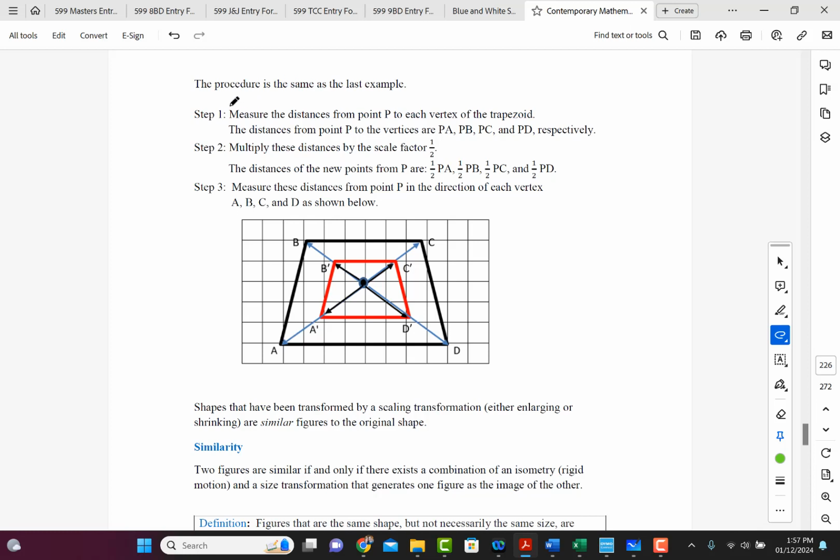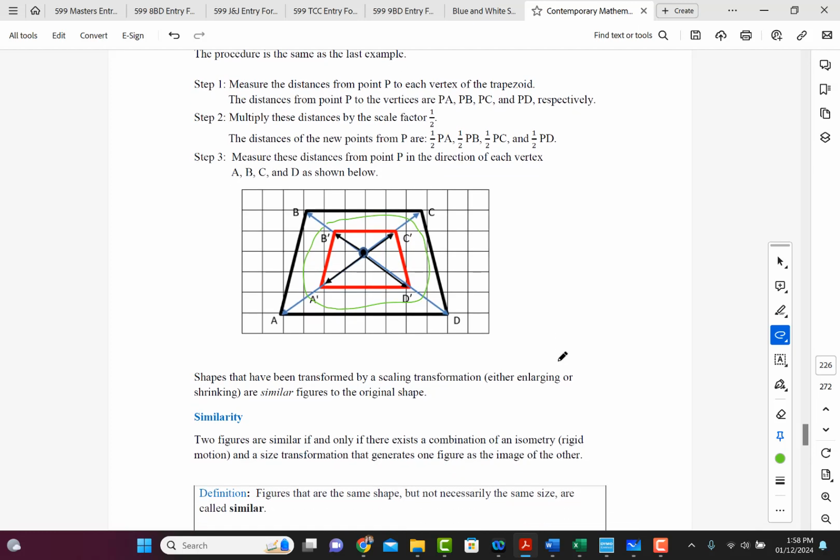Okay, so that's what we're doing. We're doing the same 3 steps, but now the result is that we get a smaller, scaled down version of the shape, in this case a trapezoid.